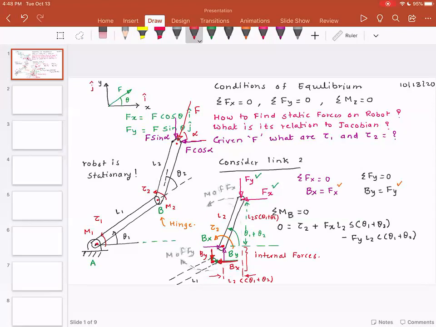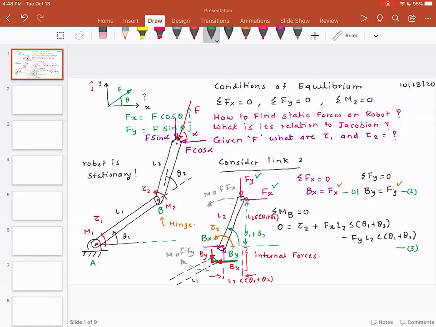So now we have analyzed link 2. From link 2, we got these three relationships. This is equation 1, this is equation 2, and this is equation 3. These three are super important equations. Now let's move on to link 1.